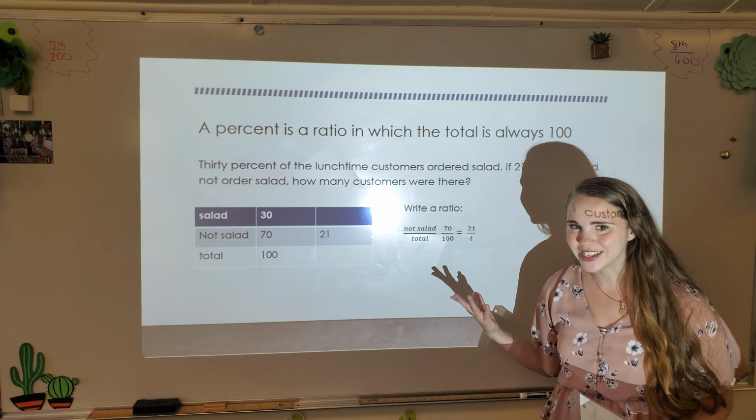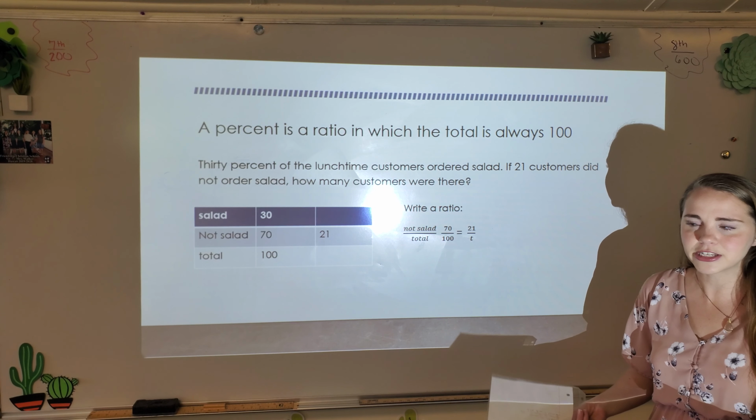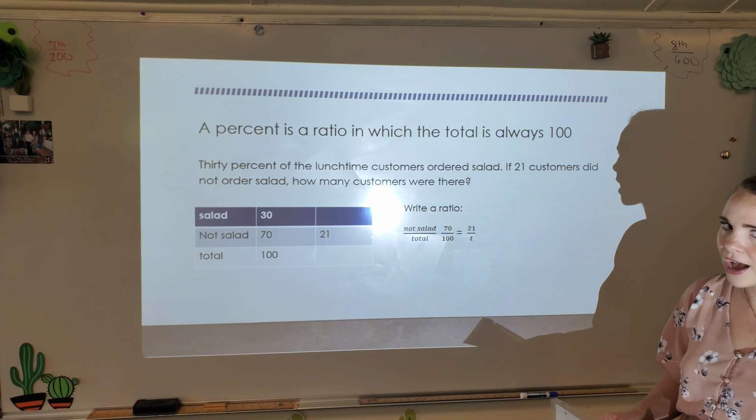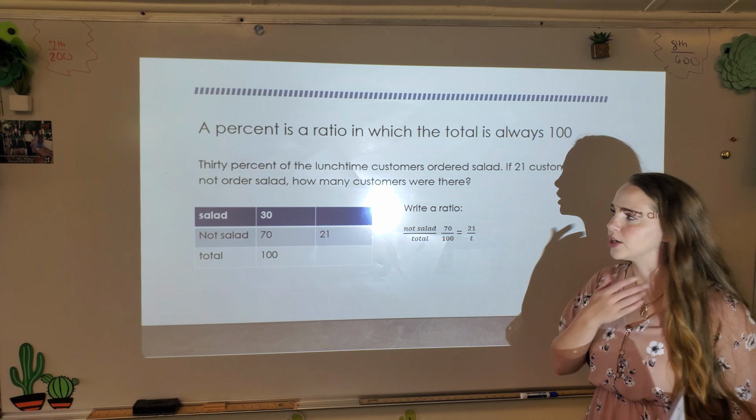So ratios you're really good at. All we're doing now is taking the percent and writing them as ratios. So a percent is a ratio in which the total is always 100. And we know that because every single percent written as a fraction is over 100. So this should be an obvious thing to understand. So this is the first little example there.